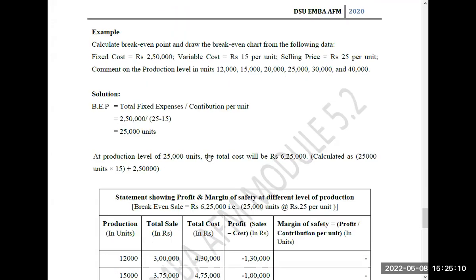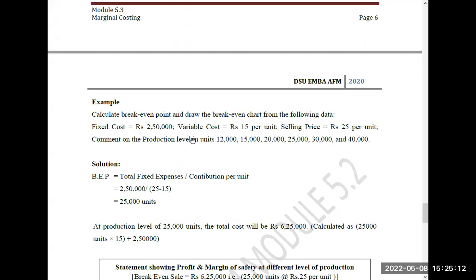Next, in the question, they are telling you to comment on the production levels of 12,000 units, 15,000 units, 20,000 units, 25,000 units, 30,000 units, and 40,000 units. If the company operates at these different levels of capacity, what would be their profit? We have to find it out.